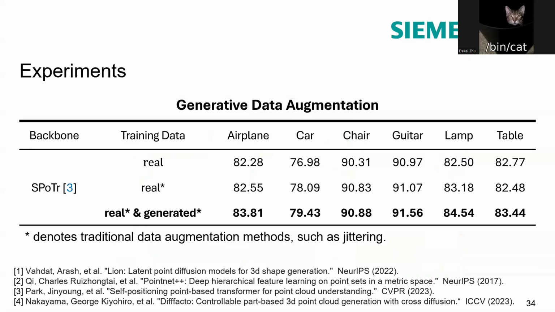Here is an interesting experimental result. By adding the generated point clouds from SeaLion into the training set, the prediction accuracy of the segmentation model SpoTr can be improved.